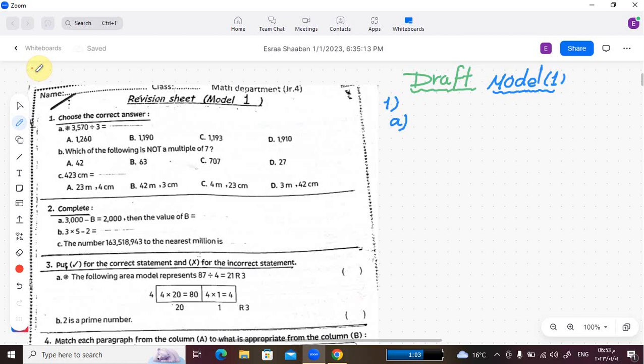Hello, grade 4. Today we will start the revision sheet and model number 1. Let's start. The first question, choose the correct answer.